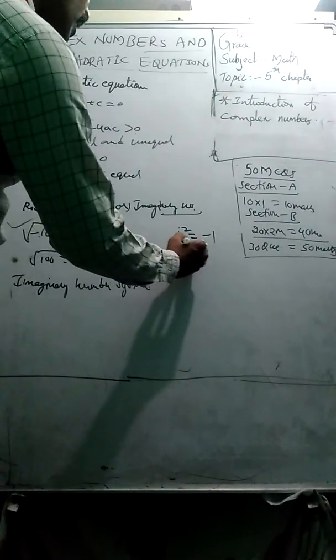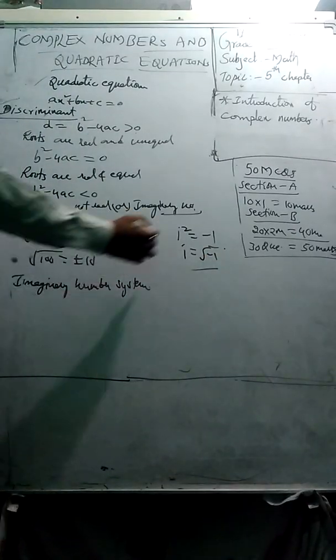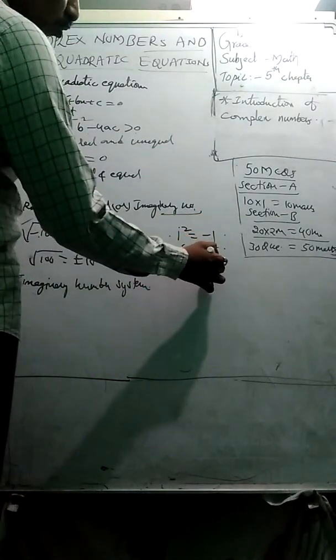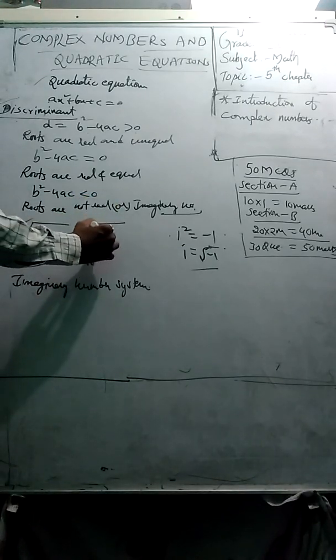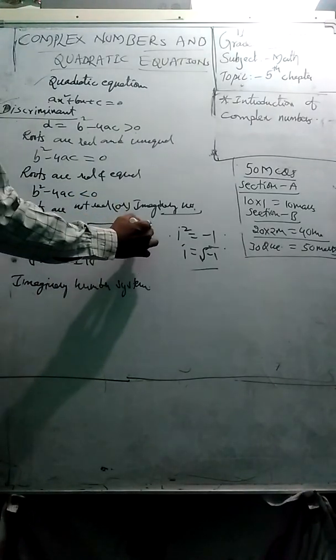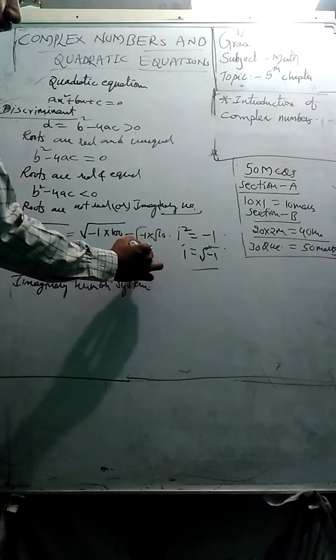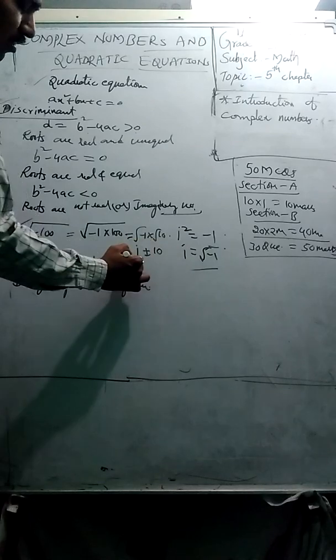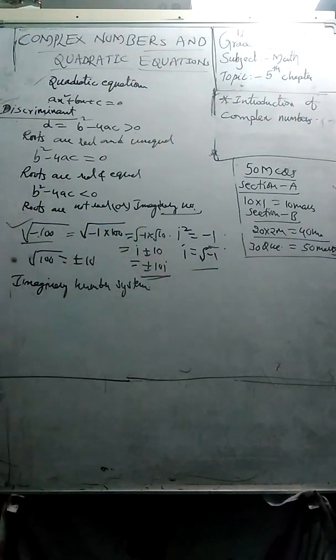So in this, i square is equal to minus 1. So i is defined as root over minus 1. i square equals minus 1, i equals root over minus 1, as we know. Using that we can write root of minus 1 into 100, that is equal to root minus 1 into root 100, that is i into plus or minus 10. Simply we can write plus or minus 10i. So root over minus 100 is plus or minus 10i.